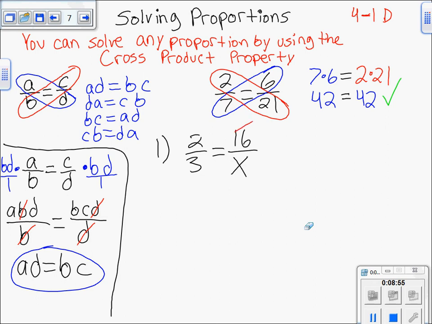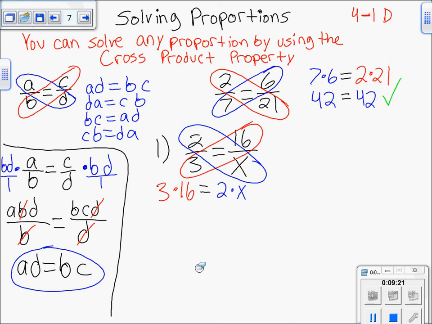Okay, so let's see. We're going to multiply this direction, diagonally. Cross means diagonally, product meaning multiply. So that gives us 3 times 16. Now we're going to multiply in the other direction. It says 2 times x. So the left side, 3 times 16: 3 times 10 is 30, 3 times 6 is 18, 30 plus 18 is 48. So that's 48 equals, now 2 times x, that one's a real head scratcher. It's literally as simple as shove them together. So it's just 2x.